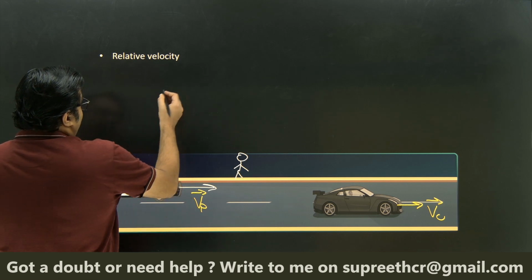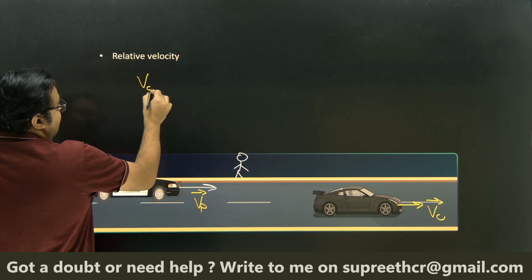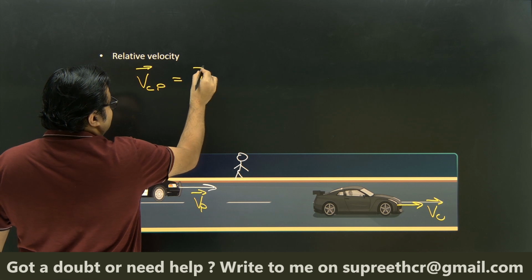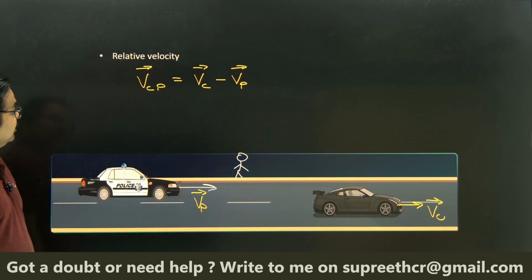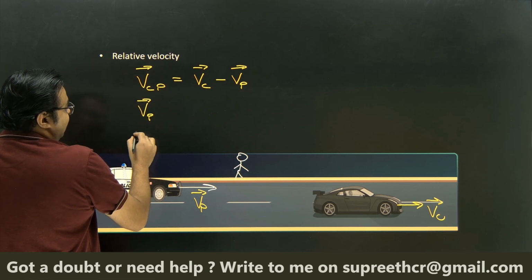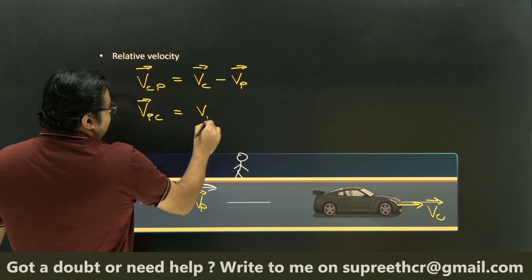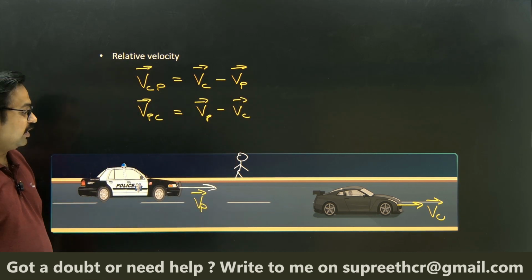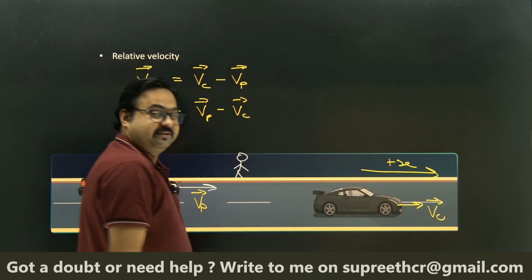Watch. If you were to ask, what is the velocity of the car with respect to police, then you can write it as velocity of the car minus velocity of police. That's the definition of relative velocity. Similarly, if you were to talk about the velocity of the police car as seen by the other car, it would be equal to Vp minus Vc. Now what this means is, let's try and talk about it. Let's assume that this is the positive x direction.